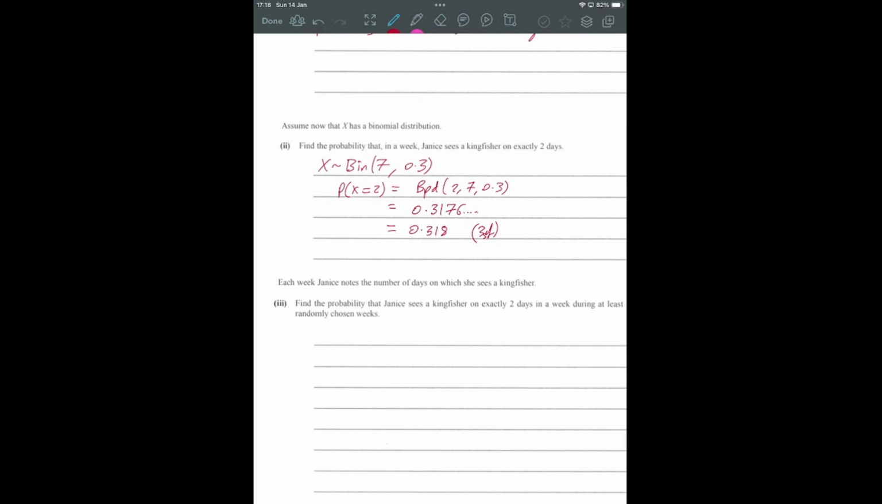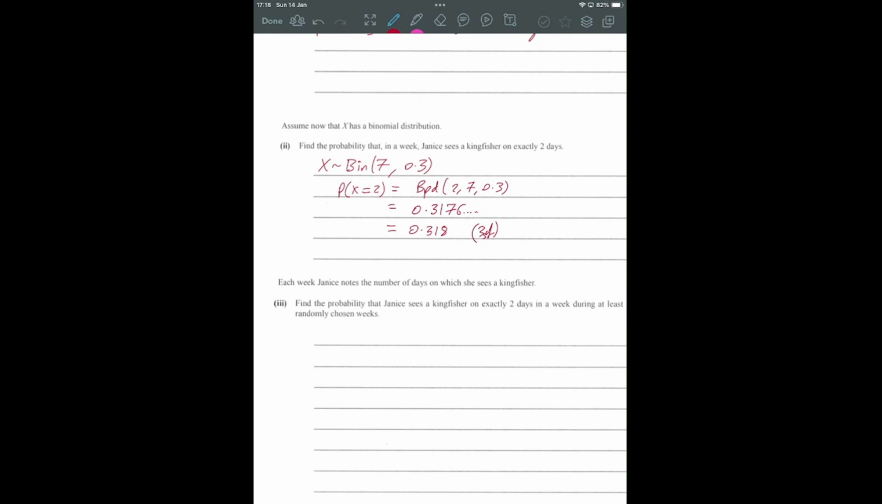Before we move on from part 2, it's worth just having a think, is that a reasonable answer? One of the best checks to do is to work out the mean. The mean number of times that we see a kingfisher will be n times p, which is 2.1, which is telling us that the probability of exactly 2 should be the biggest of the probabilities, or 0.3, when you've got anywhere from 0 to 7. 0.3 is probably going to be the largest probability, so that does seem fair.